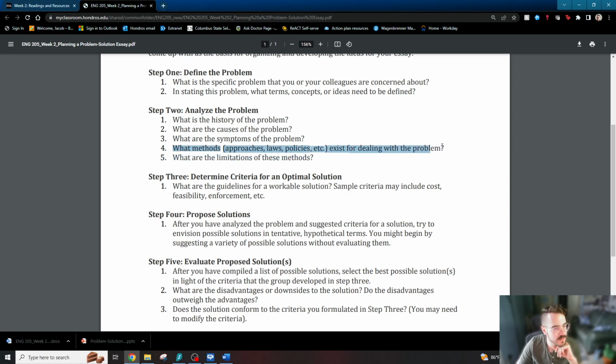What current methods exist for dealing with it? So are there any laws or policies in place already? Are there any organizations that are doing things to combat the problem? What resources exist to handle the problem? And then you might want to talk about the limitations of those methods. So why are those methods not working? Why are they not as good as they could be?